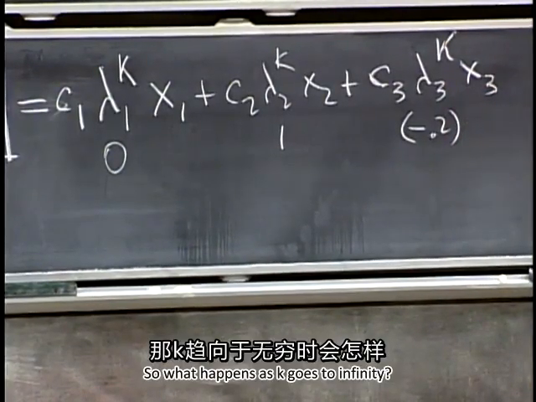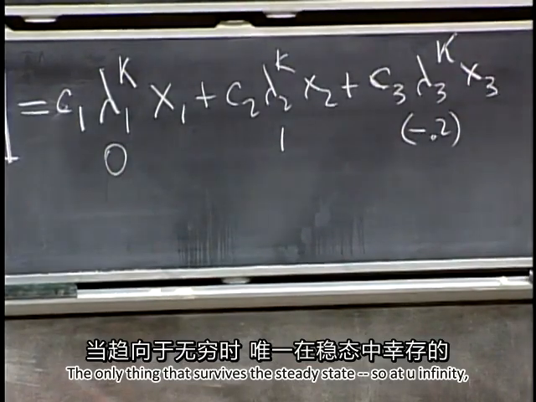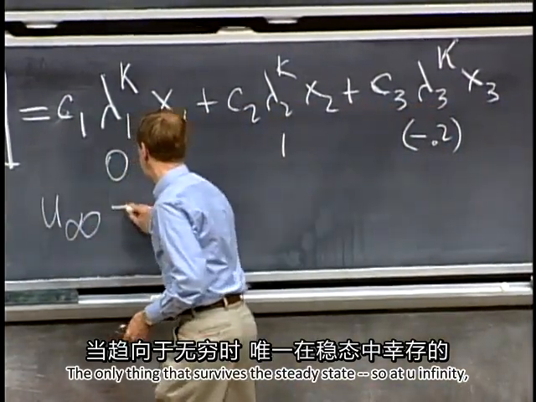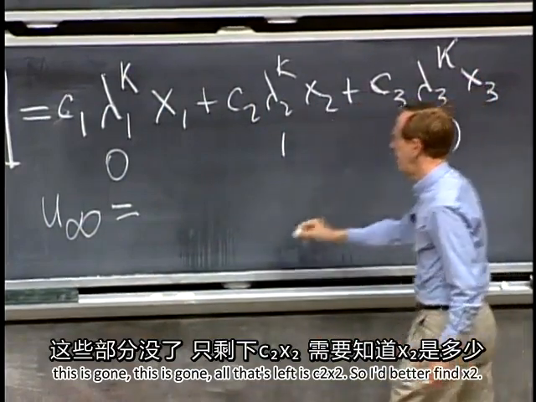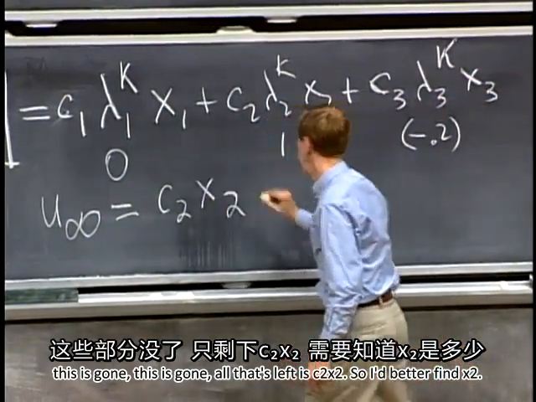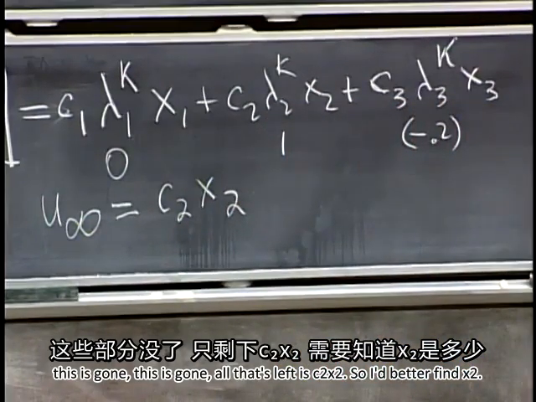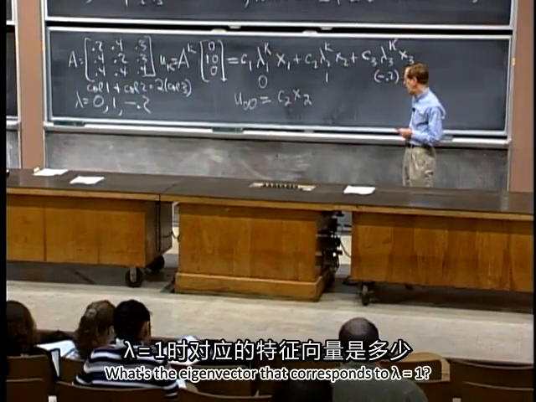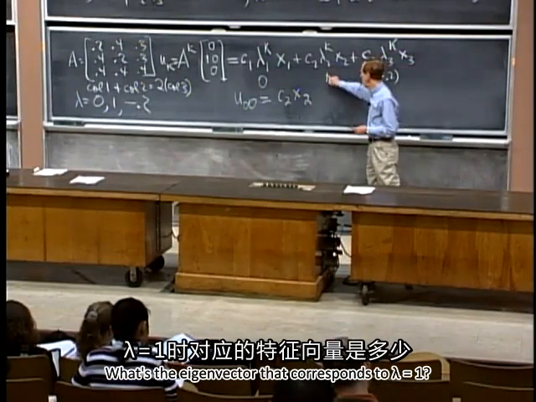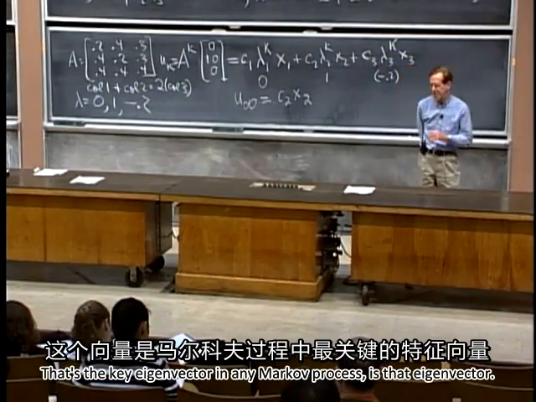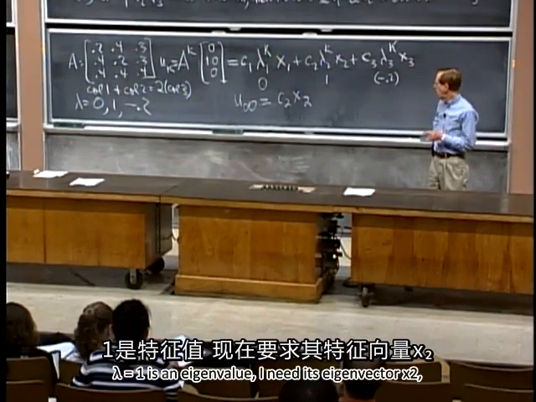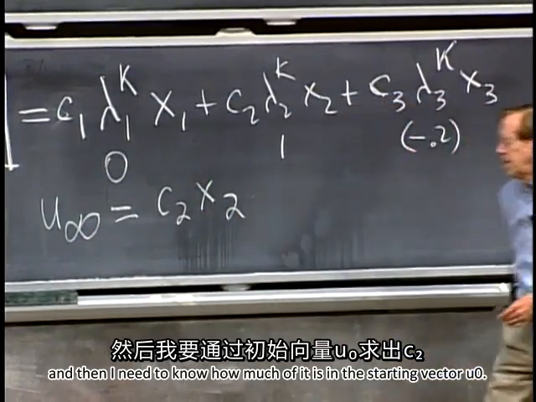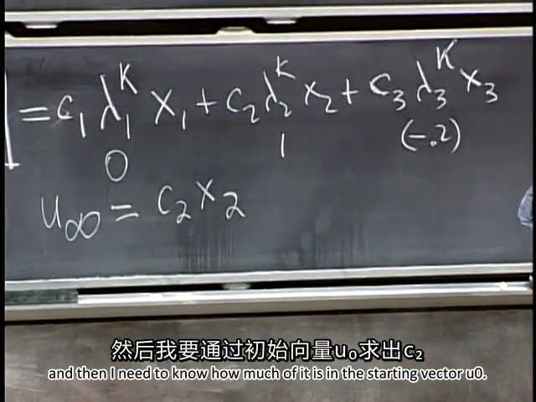So what happens as k goes to infinity? The only thing that survives is the steady state, so at u infinity, this is gone, this is gone. All that's left is c2 x2. So I better find x2. I've got to find that eigenvector to complete the answer. What's the eigenvector that corresponds to lambda equal 1? That's the key eigenvector in any Markov process. Lambda equal 1 is an eigenvalue. I need its eigenvector x2. And then I need to know how much of it is in the starting vector u0.